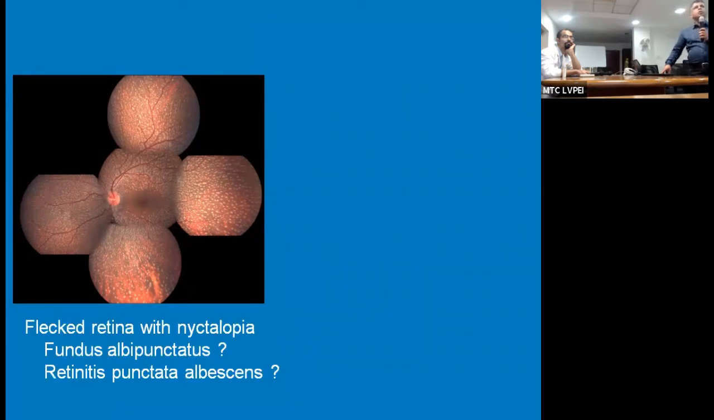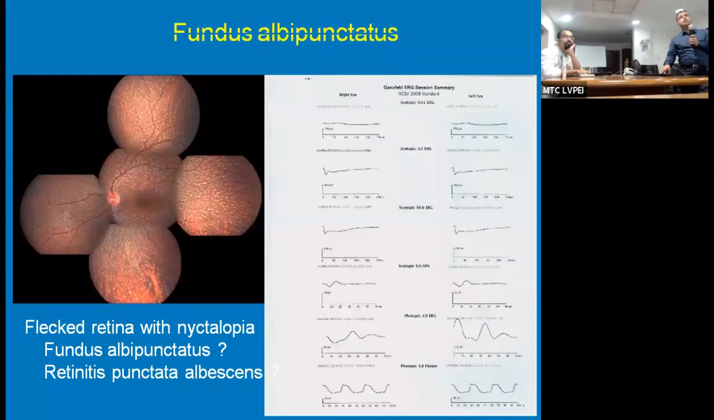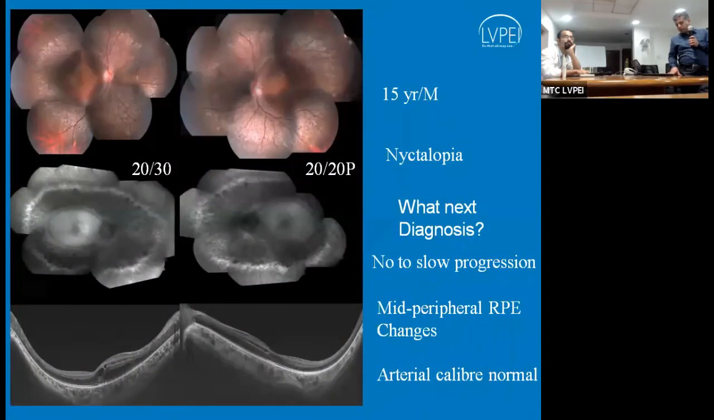This is again a case of fundus albipunctatus, and the investigation that differentiates is the ERG, electronegative B wave, and these patients either remain stationary or a bit better with time compared to retinitis punctata albescens, which is a progressive disease. See this.